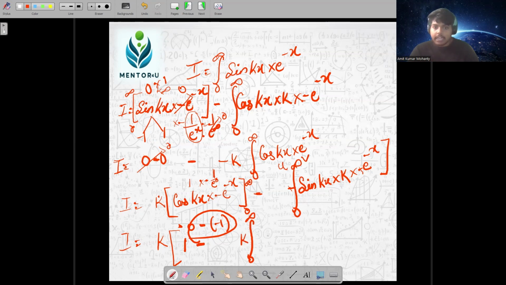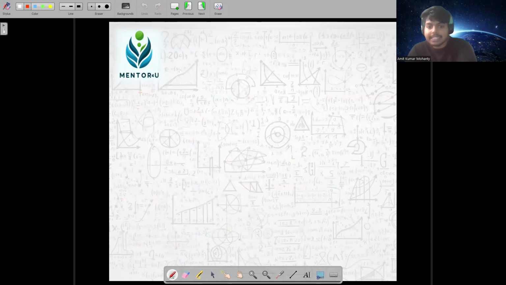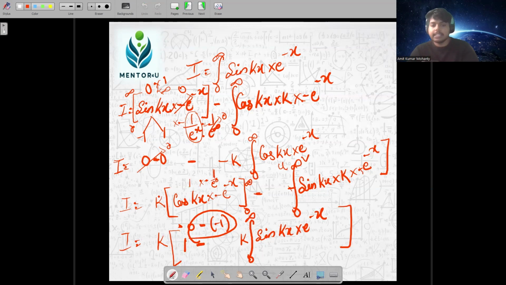I'm taking the k outside, sin kx into e to the power minus x. Yes. Also, you can see integration of 0 to infinite sin kx into e to the power minus x is also my I. You can see I have written in the first question. I equals to integration of 0 to infinite sin kx into e to the power minus x. Clear?